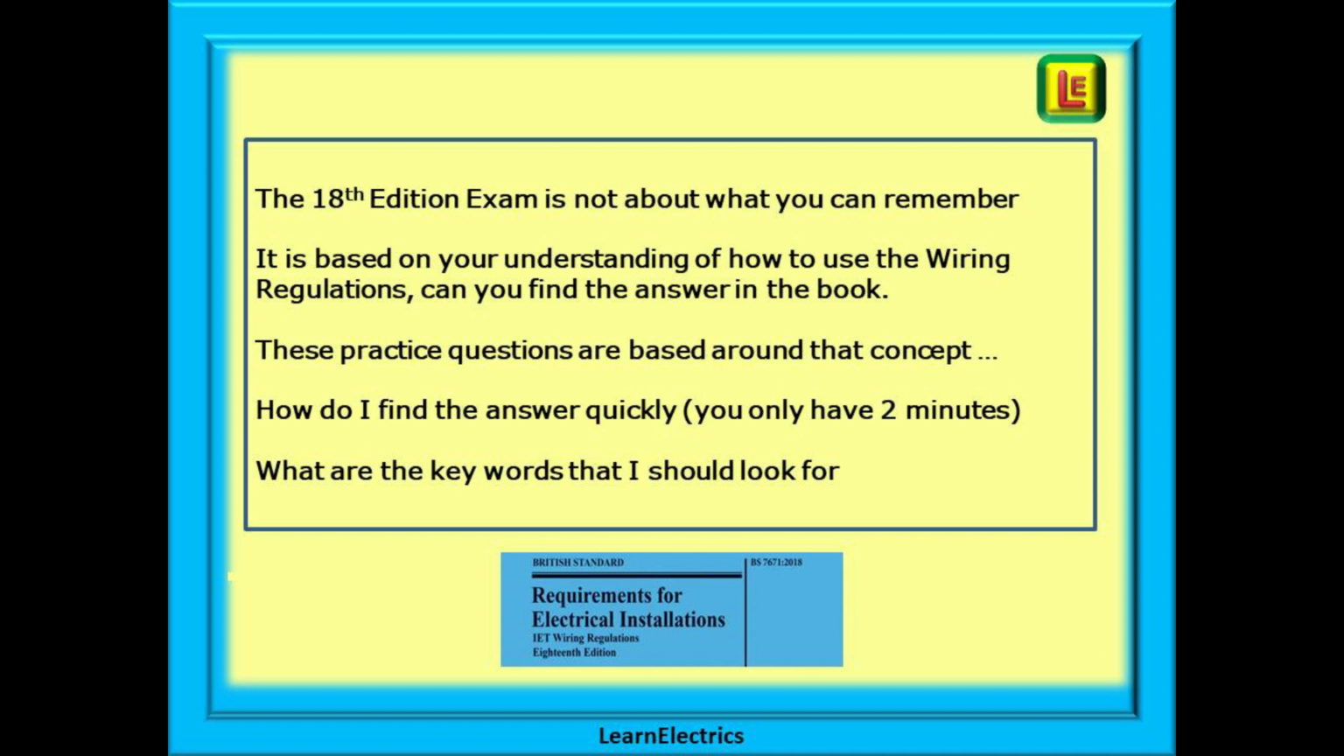First of all, the 18th edition exam is not about what you can remember. It is based on your understanding of how to use the wiring regulations. In other words, can you find the answer in the book? These practice questions are based around that concept. How do you find the answer quickly when you only have 2 minutes for each question? And what are the keywords that you should look for? What is really going to help you?